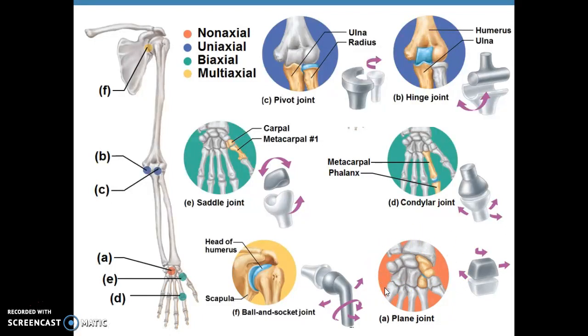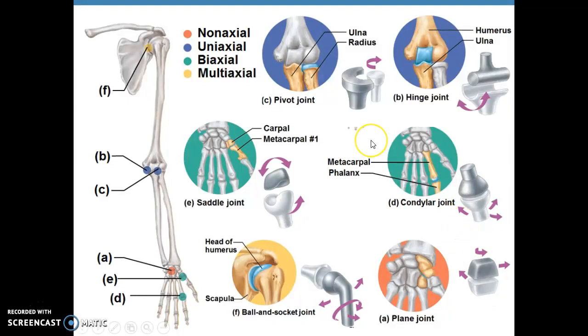This is going to be found in the carpals of your hand and the tarsals of the feet, where all these tiny little bones meet. It's really non-axial movement, and there's very little movement. It's almost like these little bones are just sliding a tiny little bit to help with that motion, but very little motion there.